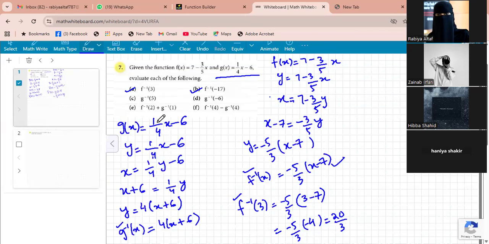Okay, next is g inverse of 5. I guess these four parts are so easy you can solve them by yourself, right? Let's move towards part F, which is f inverse of 4 minus g inverse of 4.